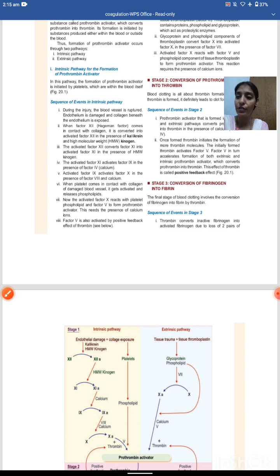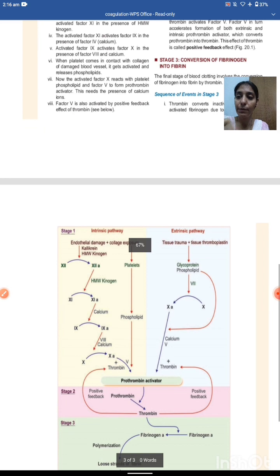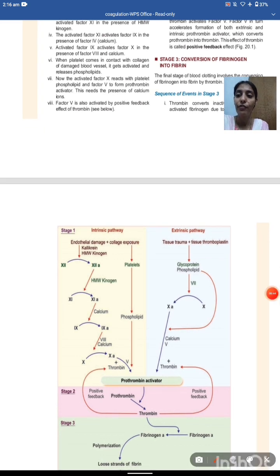After the conversion of this activated form of the 12th factor, this factor activates factor number 11, right? So factor number 12 basically helps in the activation of factor number 11, with the help of HMW kininogen. In the third step, you can see factor number 11 helps factor number 9 to be activated with the help of calcium. After that, factor number 9 with the help of factor number 8 and calcium activates the factor number 10, right?